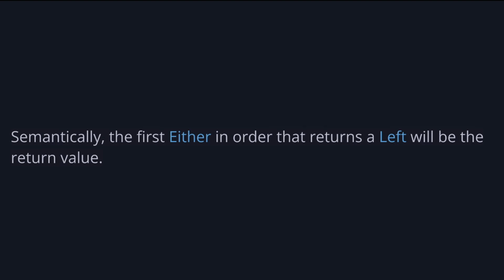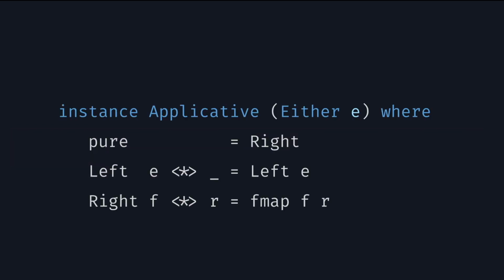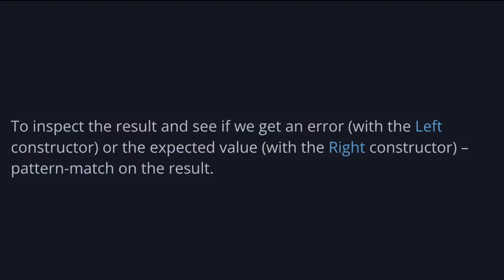Semantically, the first Either, in order, that returns the Left will be the return value. We can see how it works in the implementation of the applicative instance. In the implementation of apply, we return a Left as soon as we see it and keep going if it's a Right. At some point, someone will actually want to inspect the result and see if we get an error with the Left constructor or the expected value with the Right constructor, and they can do that by pattern matching on the result.